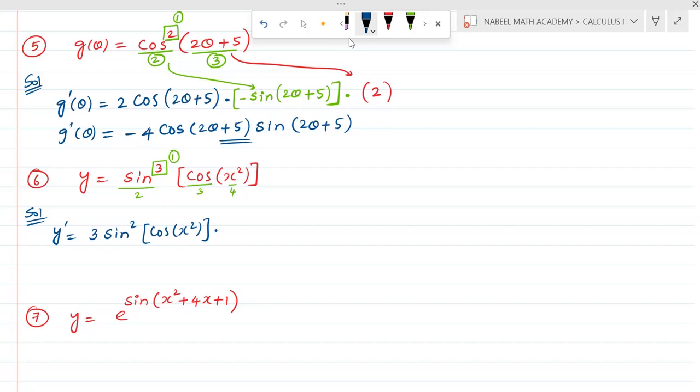What about the next one? The next one is sine, whose derivative is cosine. Cosine of cosine x squared. After that, the number 3. What is the number 3?